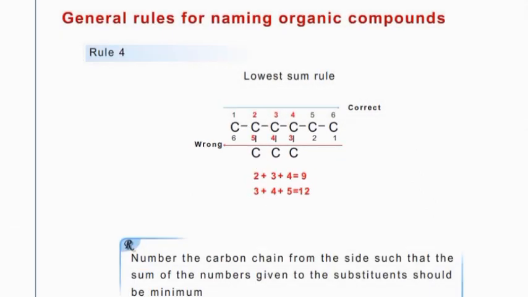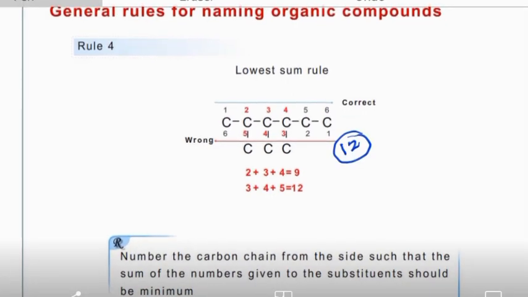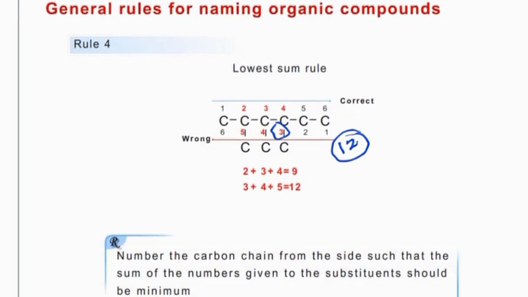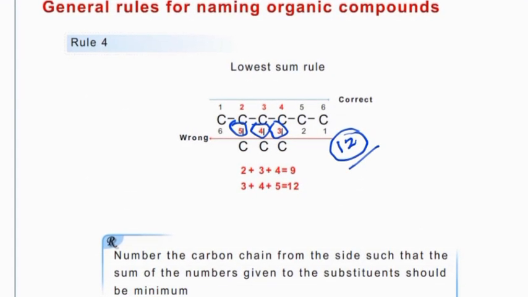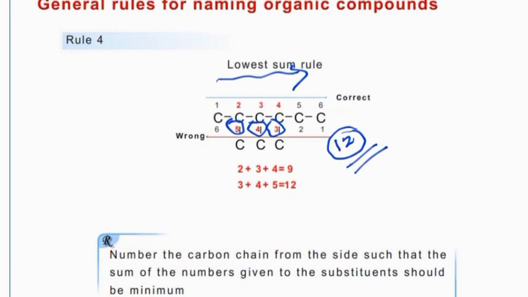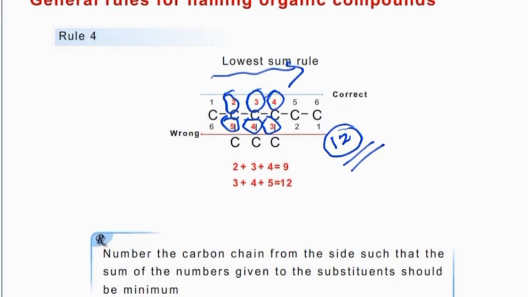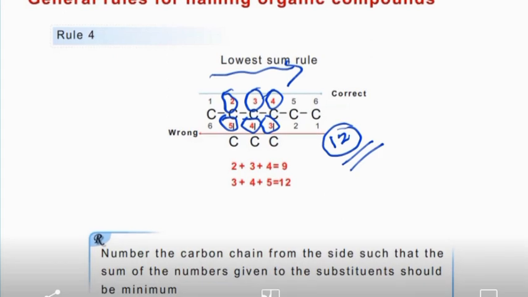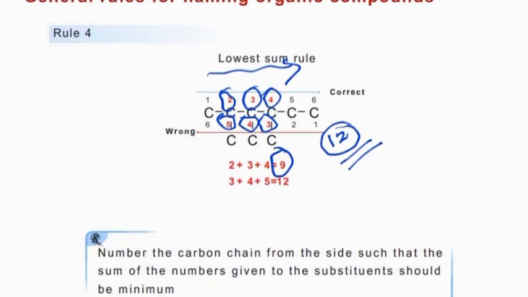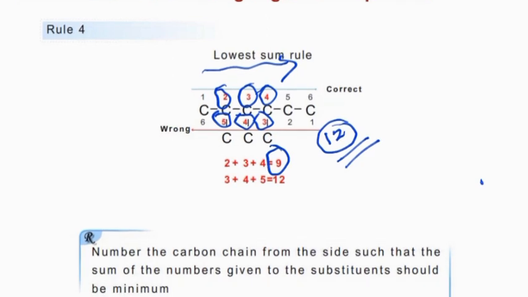So I have numbered in 2 different ways. One is from the left hand side, the other one is from the right hand side. What you have to do is count the locants. So here 3 plus 4 plus 5, it is 12. If you take numbering from this end to this end, the locant numbers are 2 plus 3 plus 4. So 2 plus 3 is 5, 5 plus 4 it is 9. So which method will be accepted?